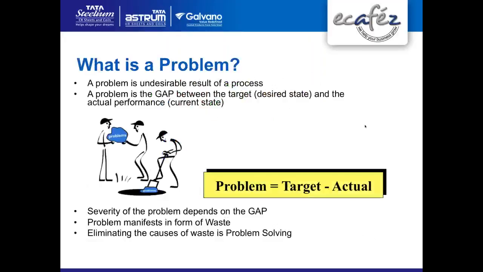So what is a problem? Problem is basically, let's see, mathematically, a gap between a target and actual. It is an undesirable result. So severity of the problem depends on the gap. More the gap, more the problem. I gave the example of cholesterol. Higher the cholesterol level than the norms, more severe the problem. So any process where the defect rate is very high compared to the universal benchmark, it means the problem is more severe. So the diagnostic study helps to quantify the problem and its severity.